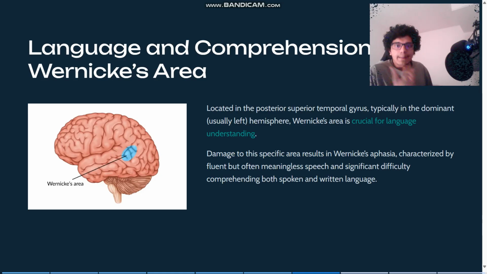Damage to this specific area results in Wernicke's aphasia, which is characterized by fluent but often meaningless speech, which makes sense considering Broca's area is in charge of speech production. If Broca's area is not damaged, your speech will still be fluent, but it'll be meaningless because you don't understand what you're saying exactly.